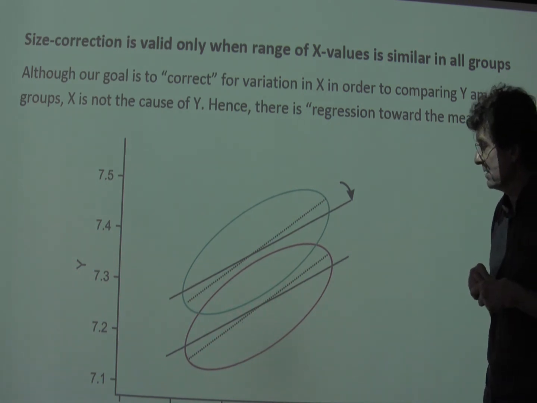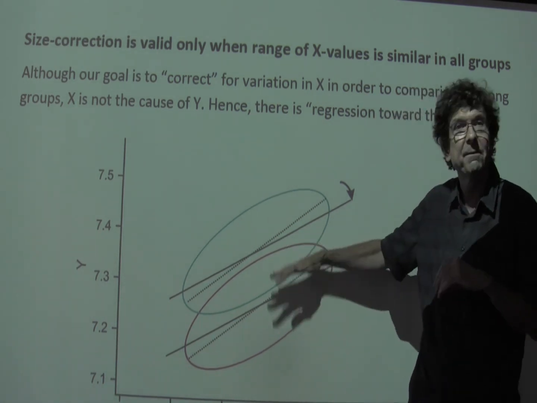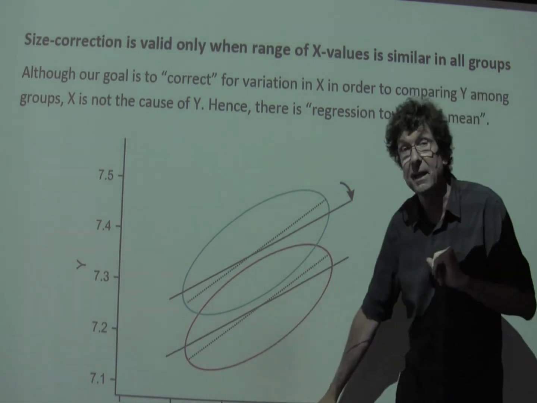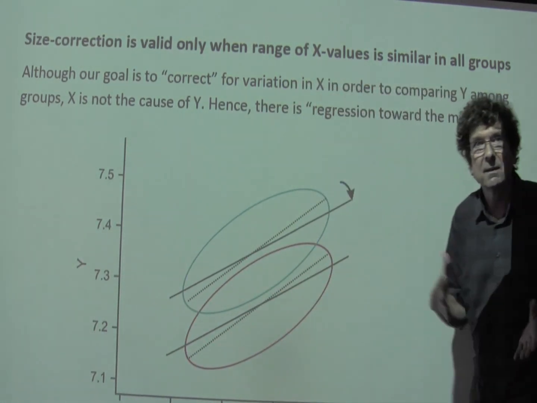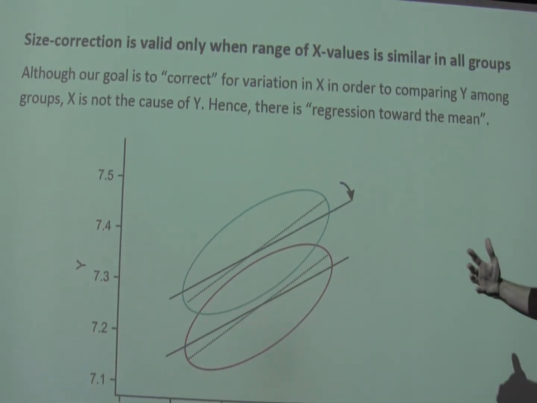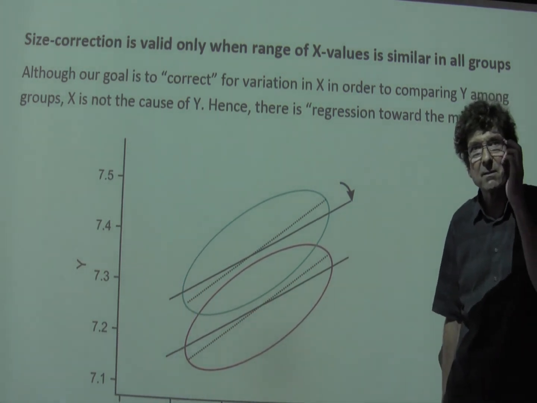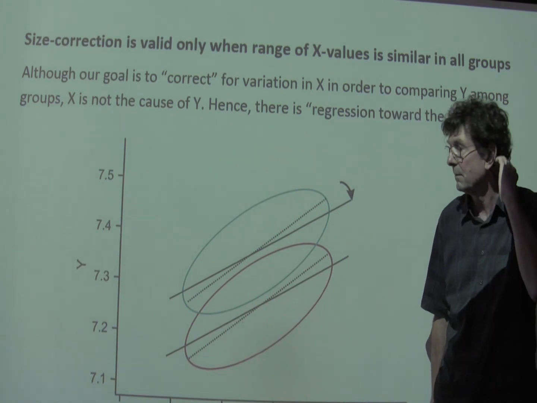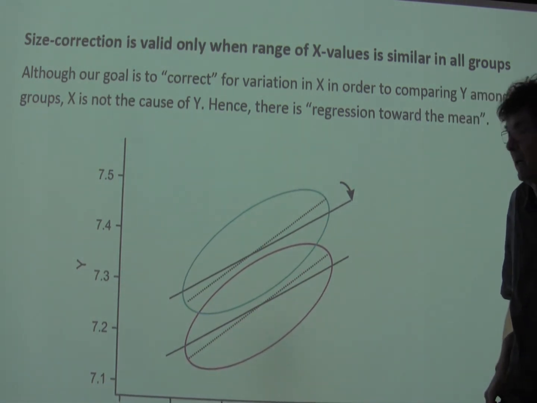It intrudes in situations where we're trying to correct for one variable in order to compare a difference between groups. We're trying to size correct in order to ask whether these two species, say, differ in something that we care about, like brain size or fin length or anything like that. So size correction is a pretty standard method in comparative biology. We do it all the time.